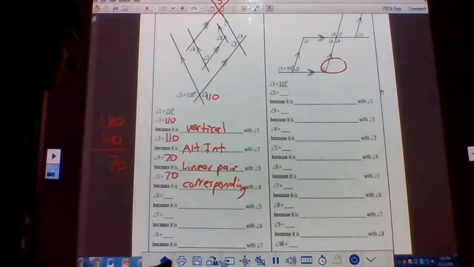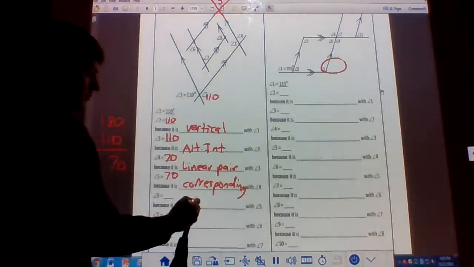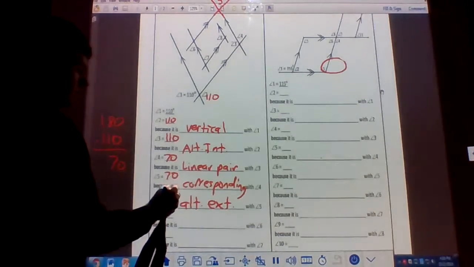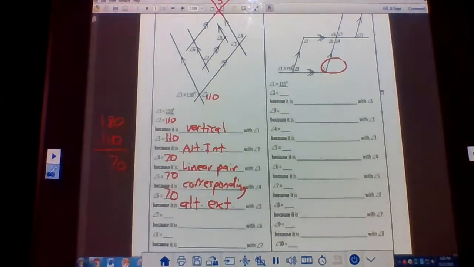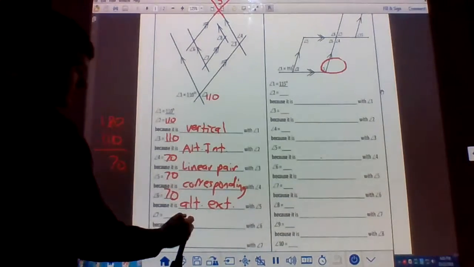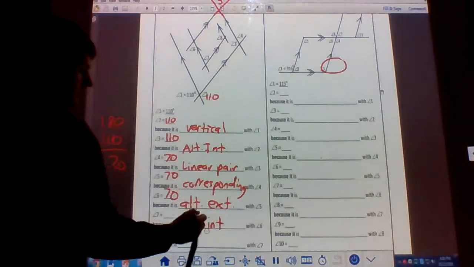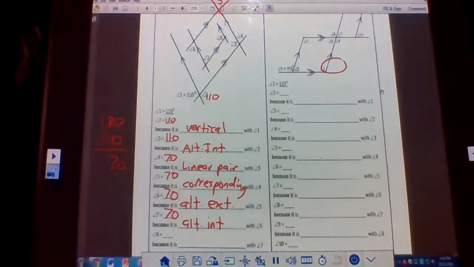Five and six are alternate exterior. Okay, so you should have had 70 here as well. And then 6 and 7 are alternate interior. Alternate interior angles are congruent, so that's 70.